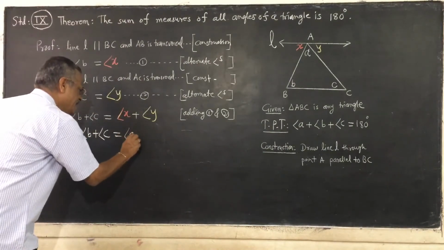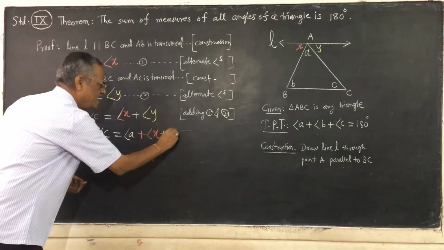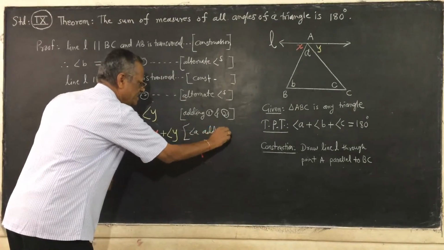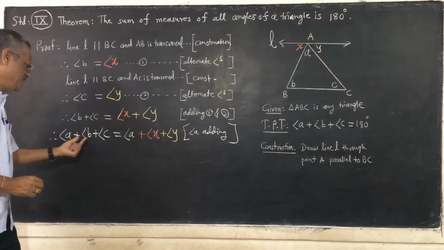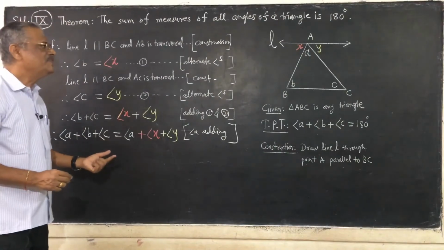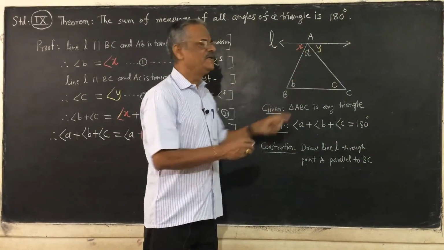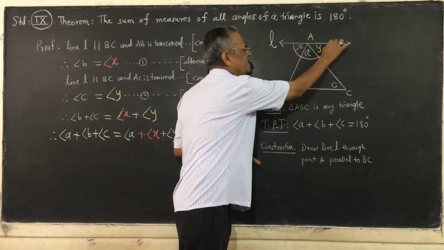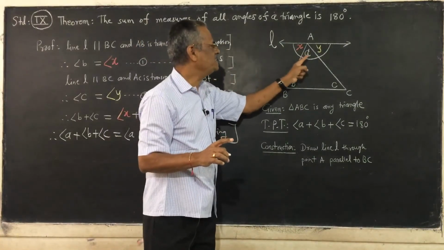So by adding A plus angle X plus angle Y, what is that? Angle A added to both sides. A is added, A plus B plus C. Now very interesting, A plus X plus Y. What is that? A plus X plus Y, you are getting the total angle X plus A plus Y.